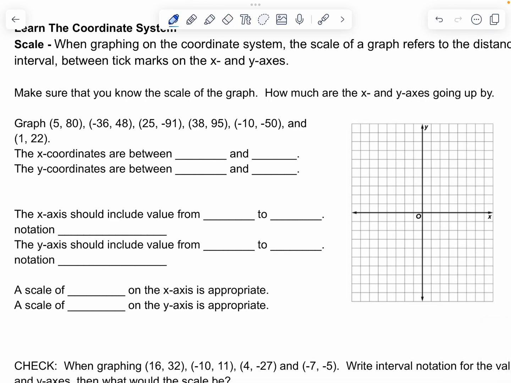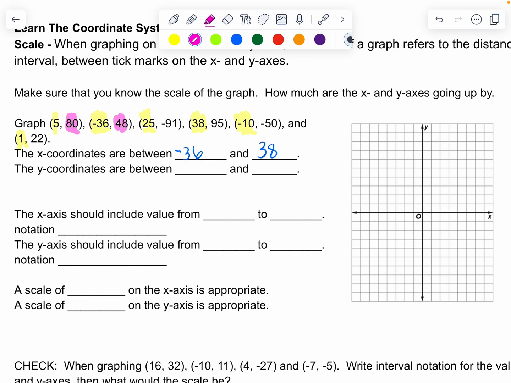It says make sure that you know the scale of the graph. How much are x and y axes going up by? So let's look at this. If I'm just looking at my x values, my x coordinates, what is the lowest number? The lowest number that I can see on there is a -36. The highest number that I see on there is 38. Okay, so now let's change the color. Now I'm going to look at my y values. So if I look at my y values, my lowest y value is -91. My highest value is 95.